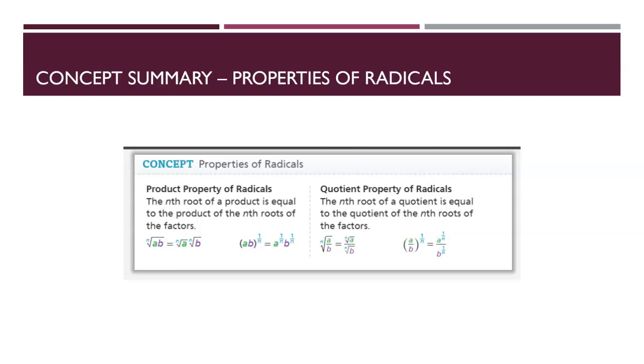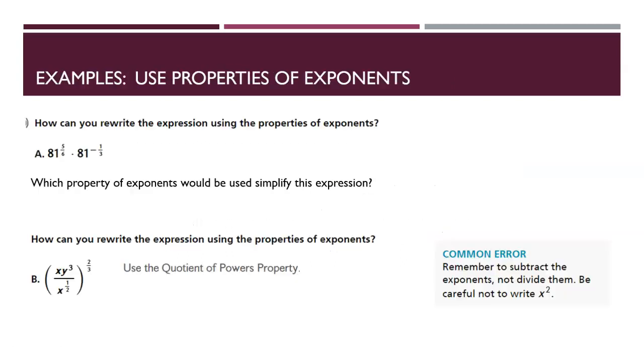All right, so we're going to be applying those properties in all of the examples that we're going to be looking at in this first lesson here. So let's look at this first example. You guys have this in your notes. We have 81 to the 5/6 power times 81 to the negative 1/3 power. What I notice right away is that the bases are the same. So remember the rules. If the bases are the same, we can add the exponents.